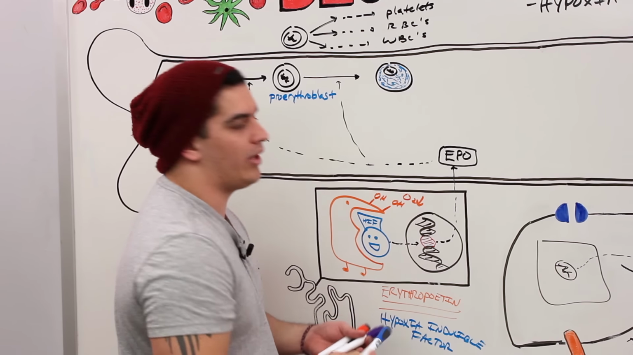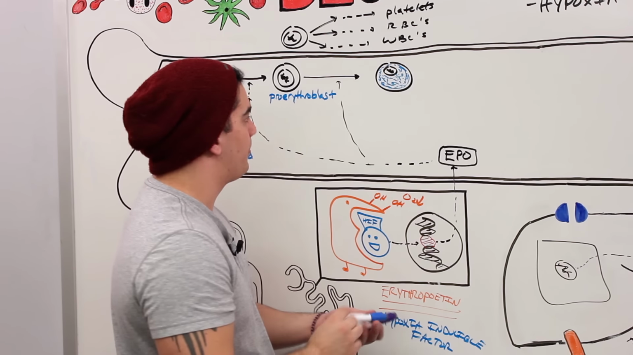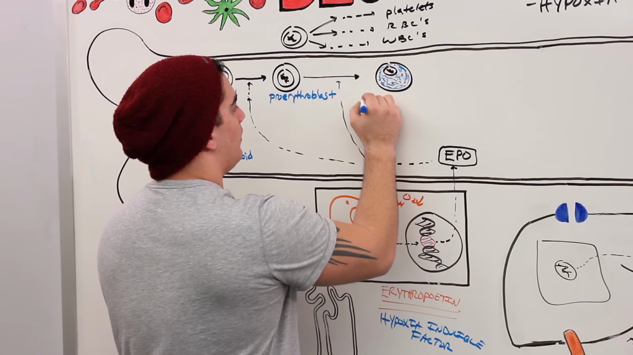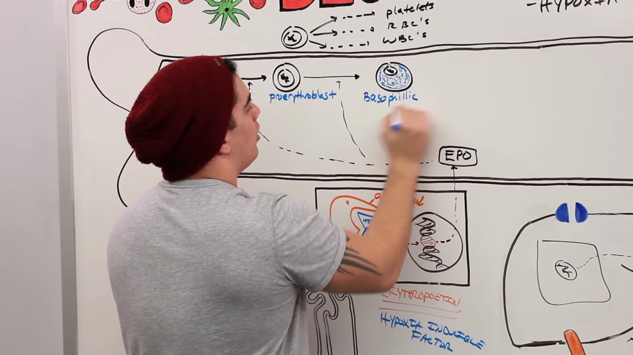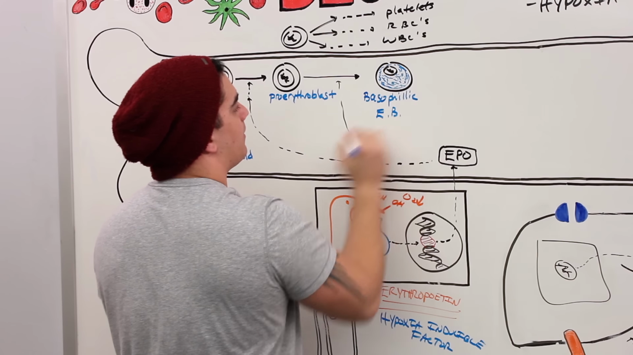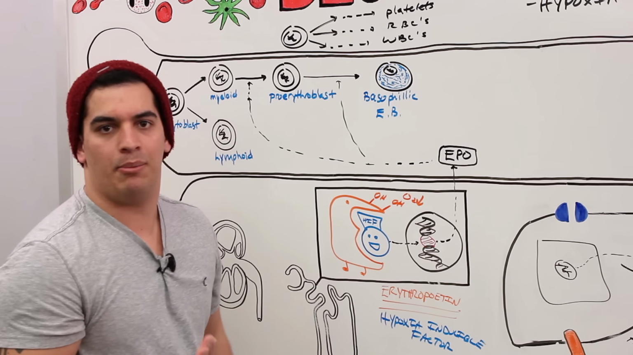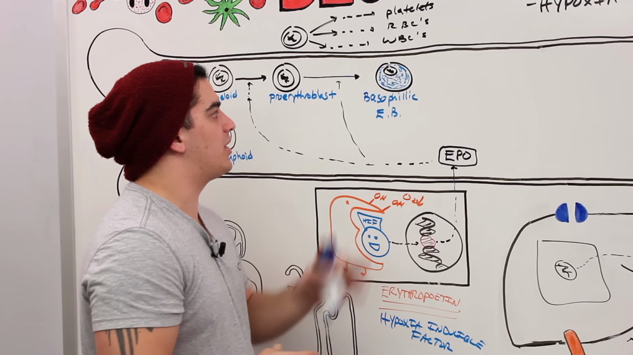So guess what we call it? We call it a basophilic erythroblast. So what is this called? A basophilic erythroblast. Easy, right? Because it loves base. It loves the base, so it's going to turn this blue color.